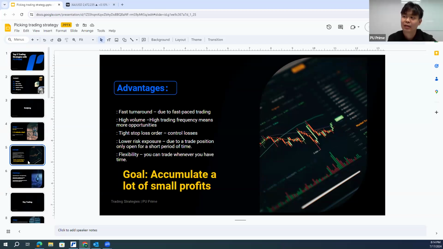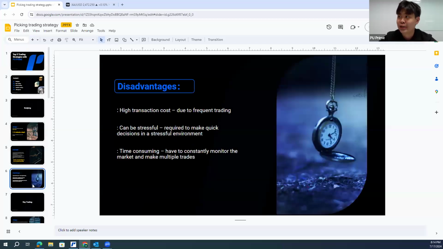But the bad thing is that risk exposure is high. For scalping, normally they trade with around 10 pips or 5 pips or 20 pips and close their positions already. So they keep opening positions and closing positions, which is linked to the disadvantage of high transaction costs. Just a kind of reminder, no matter whether you buy or sell, there will be a brokerage fee or spread fee. So you will lose some of your money because you need to pay the broker fee. It's what we call the spread charges.